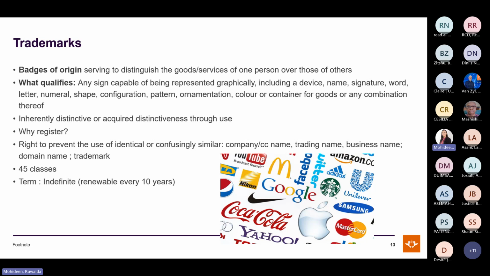And it's a very, very strong form of intellectual property, where other forms of intellectual property, like I said, patents are 20 years, designs 10 and 15 years. Trademarks can exist forever. Provided you renew it every 10 years, they can exist forever. So it's a very strong form of intellectual property.